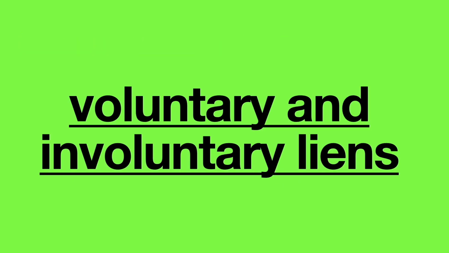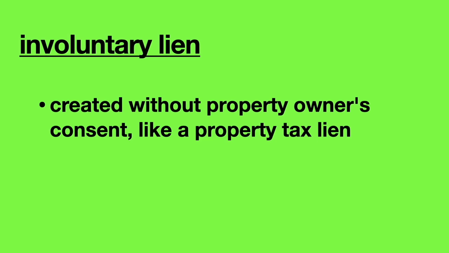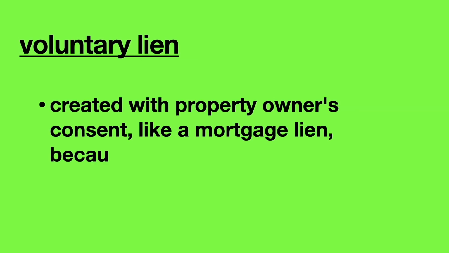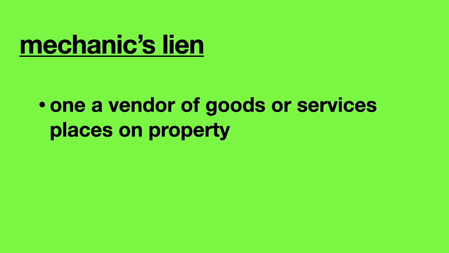Another way to classify liens is as involuntary or voluntary. An involuntary lien is one created without the property owner's consent, like a property tax lien. A mortgage lien, because the property owner chose to enter into a mortgage, is voluntary. A mechanics lien is one a vendor of goods or services places on the property.